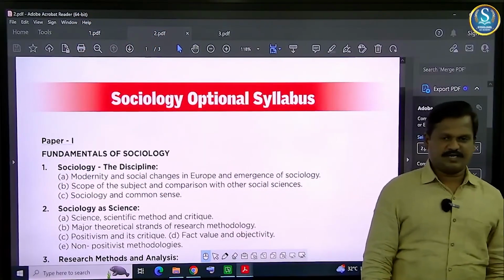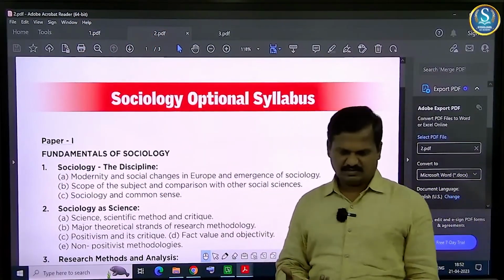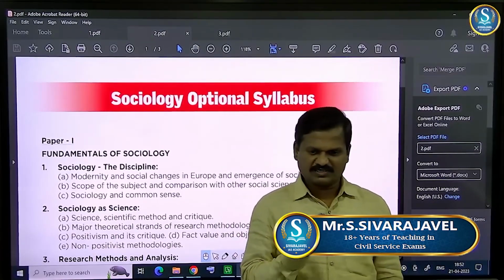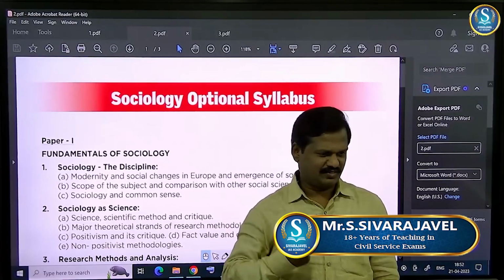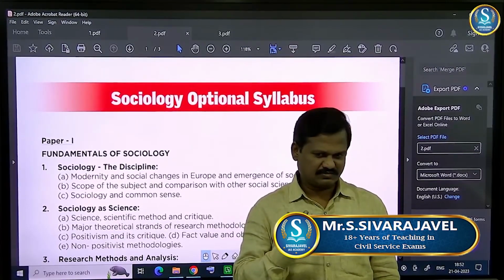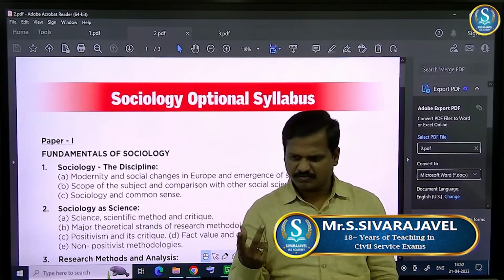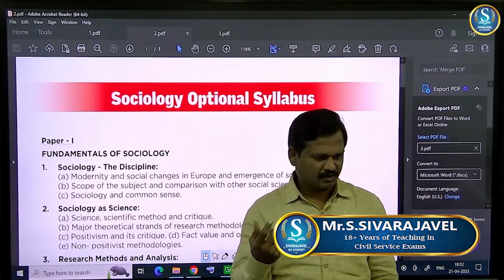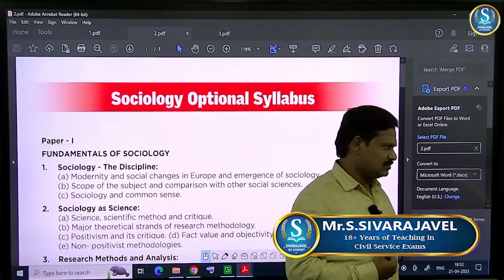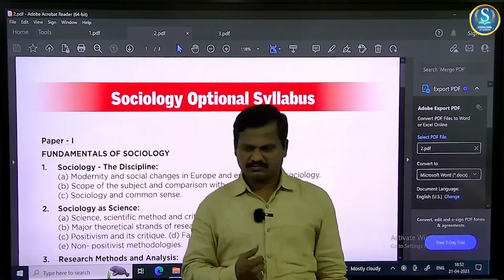Syllabus. This syllabus is very common to you, very commonsensical to you. Read the terms given in the syllabus. There are two papers, like in every optional for the UPSC exam. Here also there are two papers. One is paper 1, number 2 is paper 2.